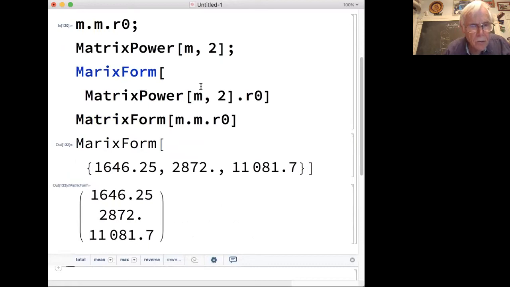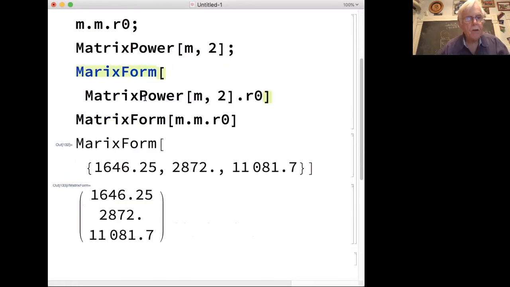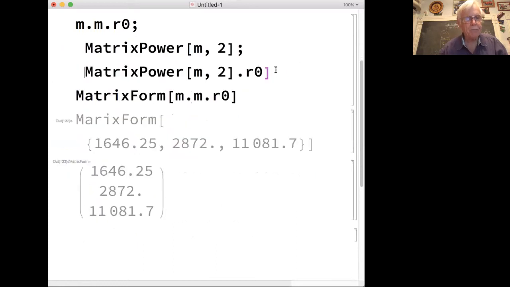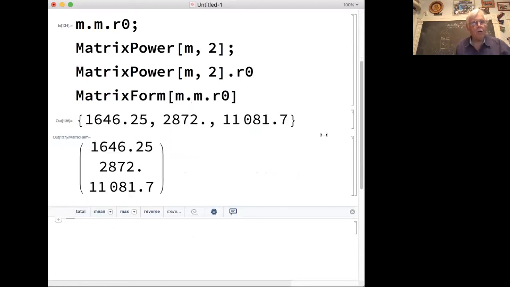So it should have given it to me, but I don't see it. Maybe. I have an error here, but I'm not sure exactly what it is. Let's get off this matrix form and just look at the matrix power. So when we just look at the matrix power of M2 with R0, we get the same thing: 1646.25, that quarter of a person, 2872 and 11,081.7. So this is the subscriptions at the end of 2 years.